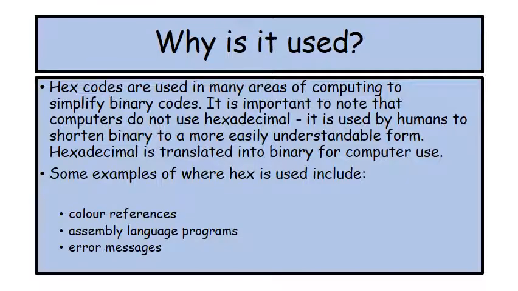Why is it used? Hex codes are used in many areas of computing to simplify binary codes. It's important to note that computers do not use hexadecimal. It is used by humans to shorten binary to a more easily understandable form. Hexadecimal is translated into binary for computer use. Some examples of where hex is used are color references, assembly language programs, and error messages.